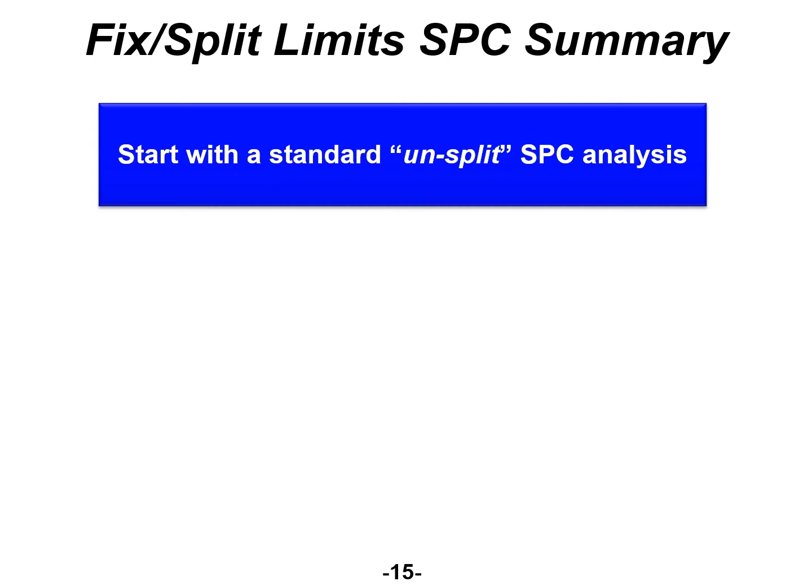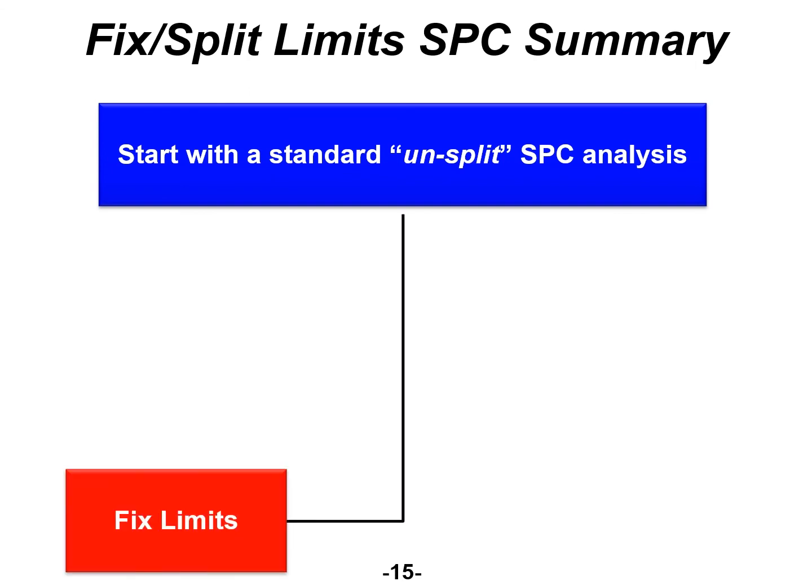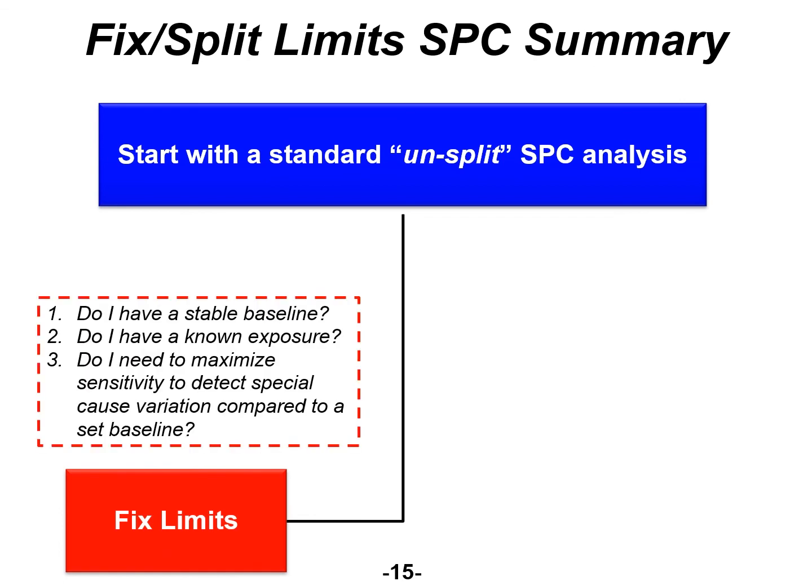We will now revisit the algorithm one final time to conclude the module with a brief review, starting with a standard SPC analysis in the blue box. Fixed limits analyses in the red box can be considered when there is a specific interest in maximizing sensitivity to detect special cause variation after a known exposure or intervention is applied compared to a stable baseline state. There are 3 criteria for considering a fixed limits analysis. First, do I have a stable baseline? Second, do I have a known exposure? And third, do I need to maximize sensitivity to detect special cause variation compared to a set baseline? If the answers to these 3 questions are all yes, you can consider a fixed limits analysis.